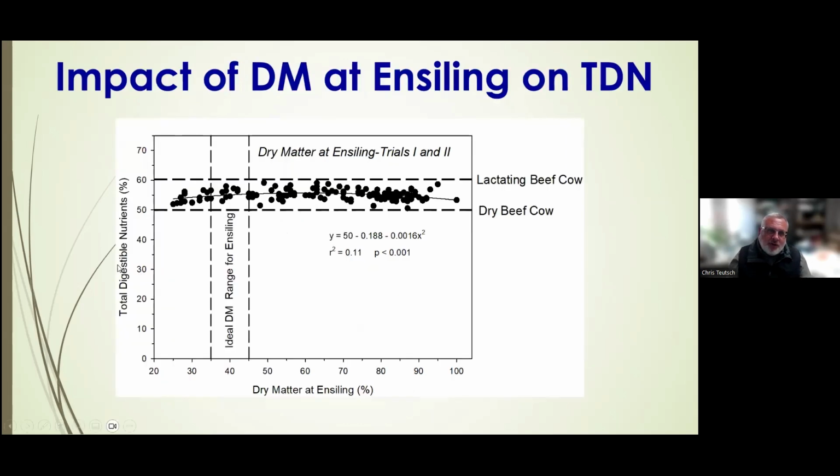And what I want to show you here is the impact on total digestible nutrients. So that's that estimation of energy. And as you can see, as that hay dried out and we ensiled it, it had very little impact on either crude protein or total digestible nutrients. So that line is almost flat. So as long as we excluded the oxygen from that forage, even if it was not in the ideal range for ensiling, we still were able to successfully preserve that hay.